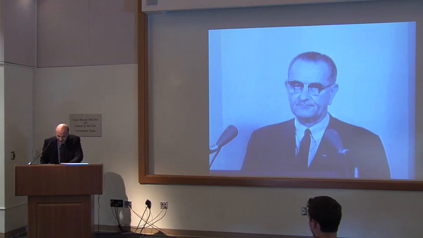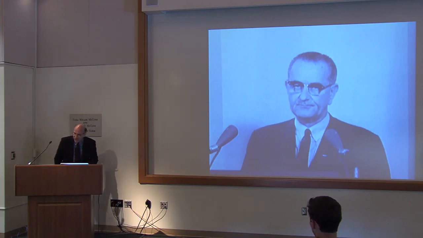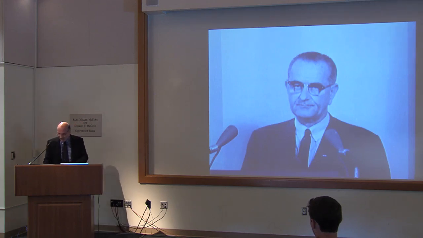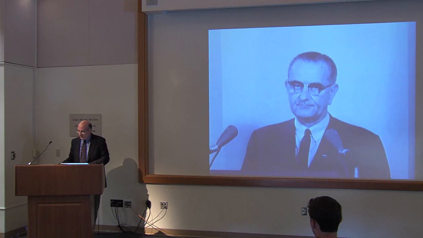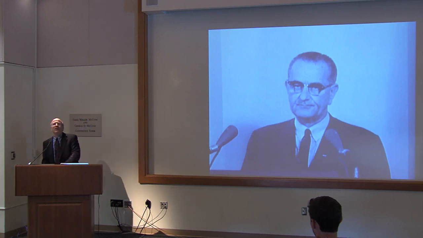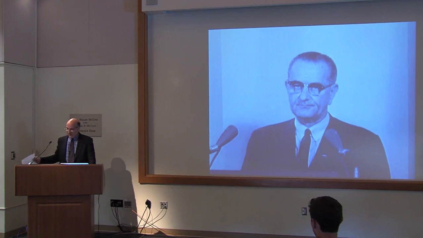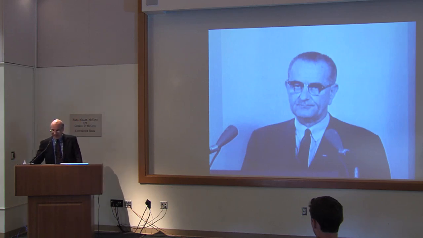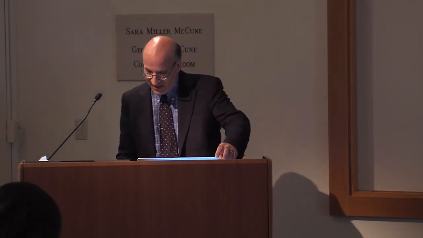So in the spring of 1964, his administration drew up a request for a congressional resolution authorizing the president to take whatever action he saw fit to defend South Vietnam. Resolutions of this sort are sometimes called blank check resolutions, since they authorize the president in advance to take future actions that he himself gets to specify.